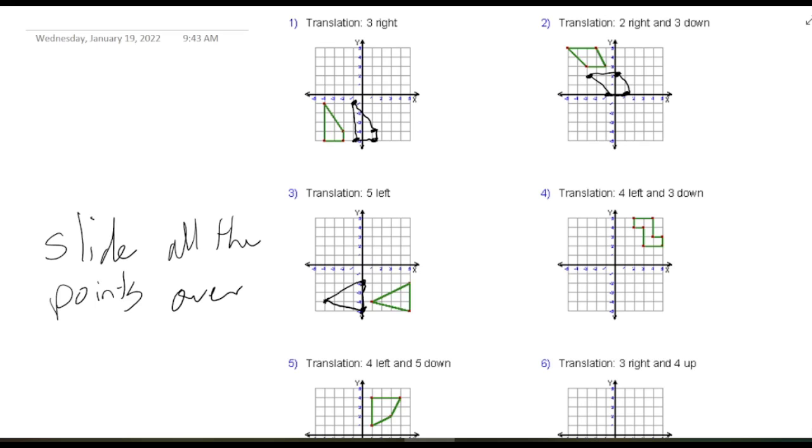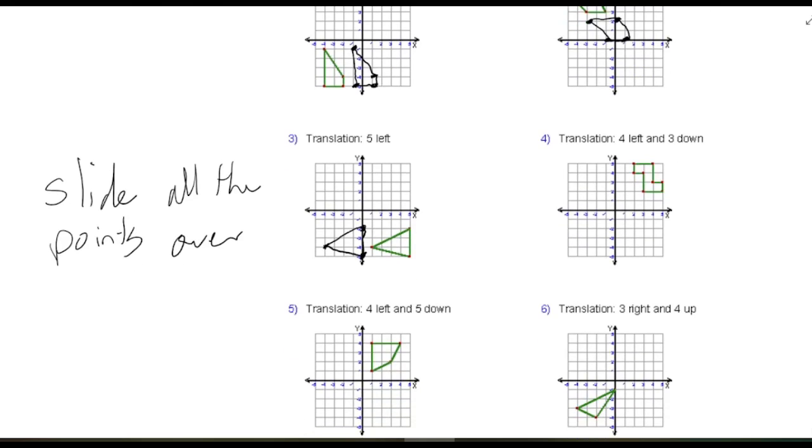So let's look at something a little bit funky. Let's look at number 4. Number 4 is a bit of a weird shape. It's not a quadrilateral, but it has 1, 2, 3, 4, 5, 6, 7, 8 points. So we've got to move each of the 8 points 4 units to the left and 3 units down. So let's see. 1, 2, 3, 4. 1, 2, oh, sorry, and 3 down. So 1, 2, 3 right here. So 1, 2, 3, 4. 1, 2, 3. Right there.